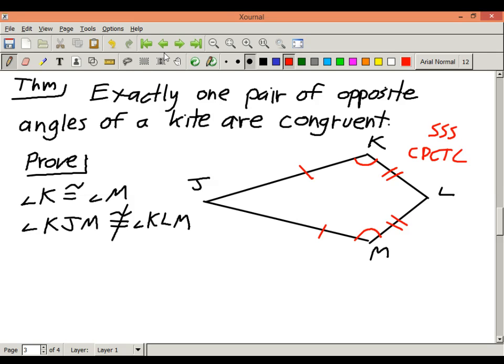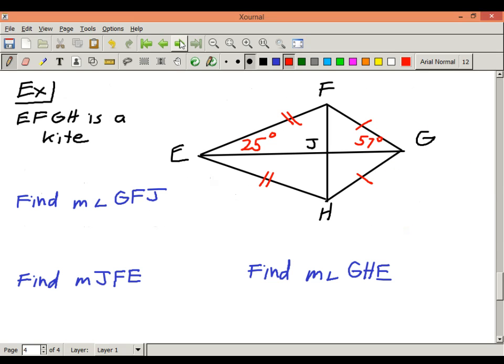Okay, let's talk about our last three examples related to a kite. So if you look at figure quadrilateral EFGH, that's given to you to be a kite, and then they want us to answer the 3 questions in blue. So first we want to find the measure of angle GFJ. So GFJ, so that's this angle right here.